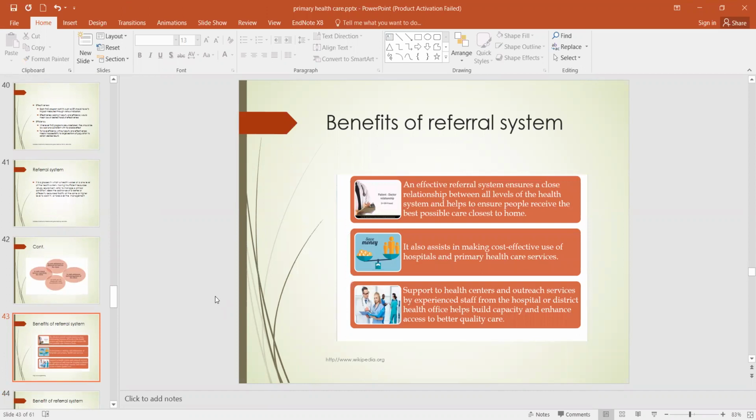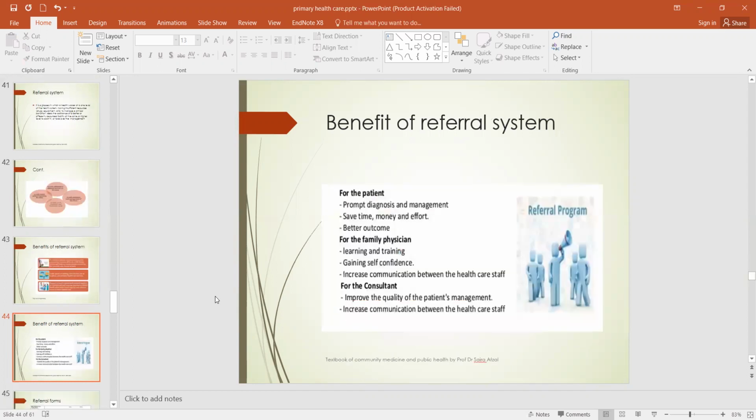Benefits of a referral system. An effective referral system ensures a close relationship between all levels of the health system and helps to ensure people receive the best possible care closest to home. It also assists in making cost-effective use of hospitals and primary healthcare services. Support to health center and outreach services: the experienced staff from the hospital or district health officer helps build capacity and enhance access to better quality care.